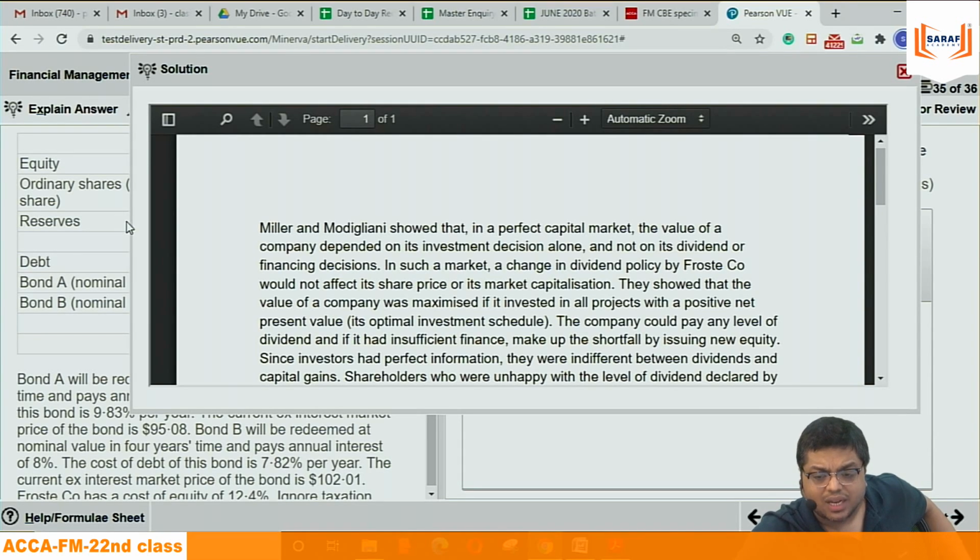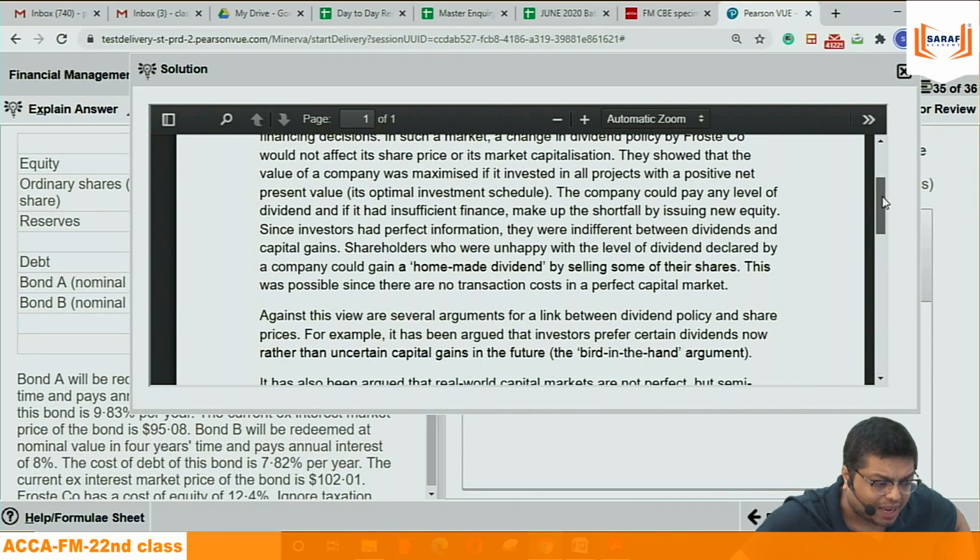They showed that the value of a company was maximized if it invested in all projects with a positive net present value. The company could pay any level of dividend, and if it had insufficient finance, make up the shortfall by issuing new equity shares. Or if they don't have funds, they take the money from the market. Since investors had perfect information, they were indifferent between dividends and capital gains, as said by MM.